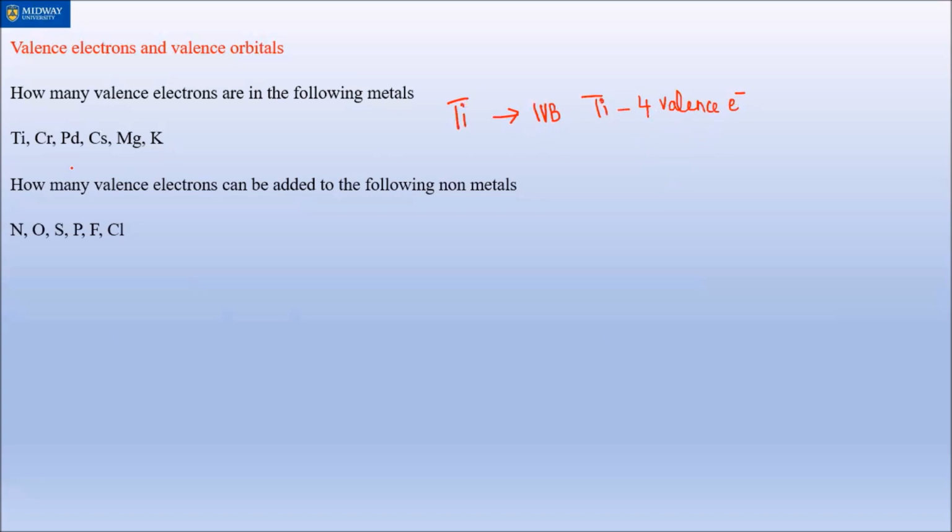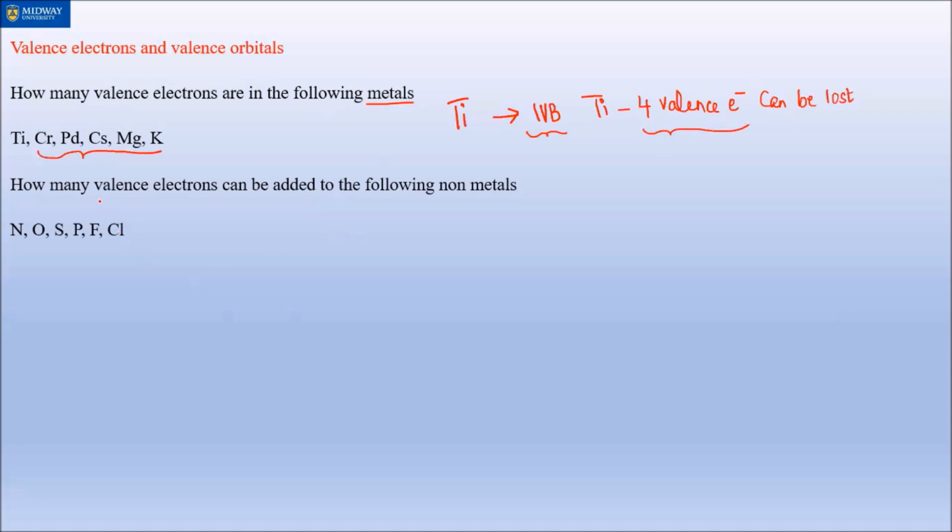So go ahead and try for these. All you have to do is figure out the Roman numeral, and that will tell you how many valence electrons can be lost. This is a metal, so 4 valence electrons can be lost. In a nutshell, it's the 4 valence electrons.